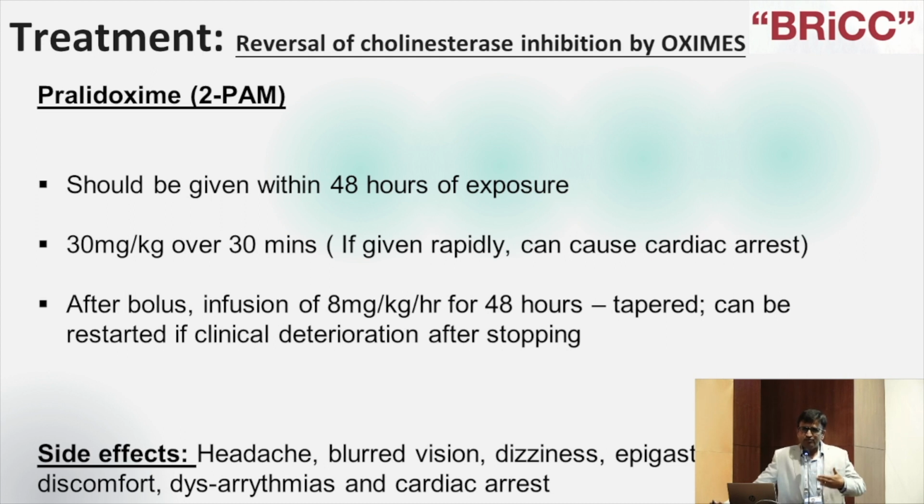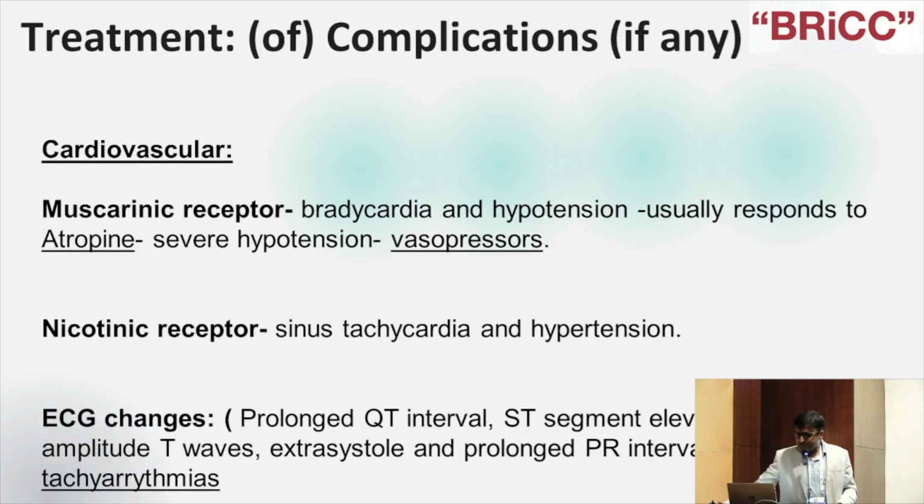And then once you give the bolus dose, you give 8 milligram per kg per hour as an infusion. Again, the 48-hour kind of recommendation. And then you reduce it. But if there are rebound issues, and if you think it's working, they've recommended that you can continue using it till you need it.